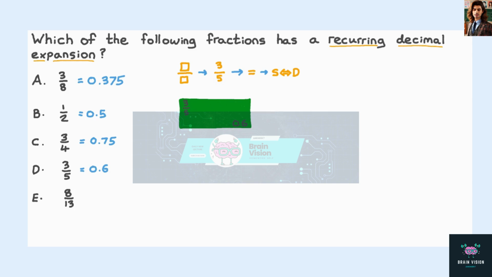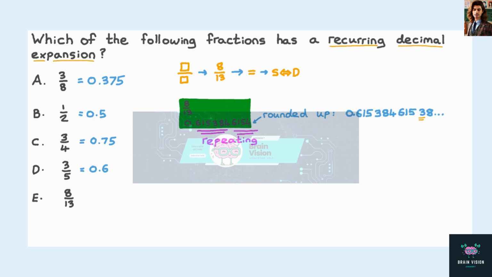Clearing our calculator and then applying this process to option D shows us that 3/5 is equal to 0.6. Once again, this is not a recurring decimal expansion. Finally, we can apply this process to option E, and we notice something interesting. At first, it may appear that there is not a repeating expansion.